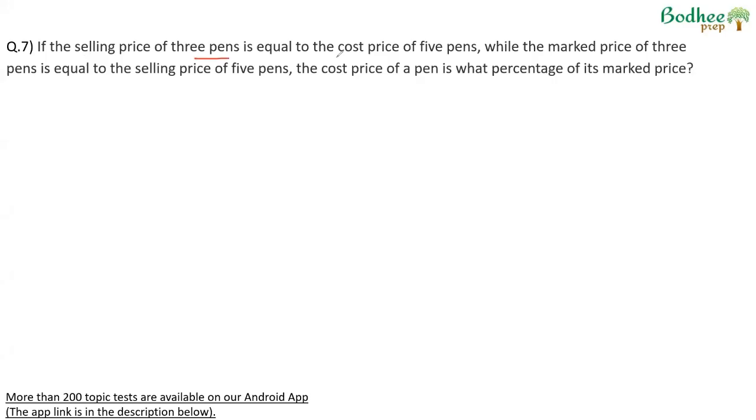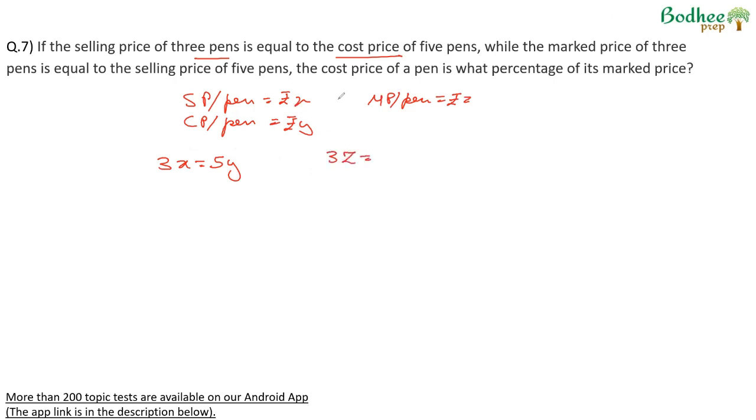If the selling price of 3 pens is equal to the cost price of 5 pens, suppose selling price per pen is rupees x, cost price per pen is rupees y. According to the question, selling price of 3 pens, 3x, is equal to cost price of 5 pens, 5y. While the marked price of 3 pens, suppose the marked price per pen is rupees z, 3z, is equal to selling price of 5 pens, 5x.